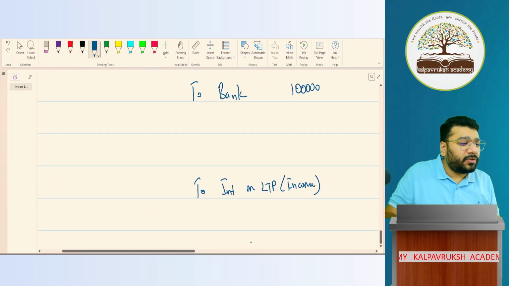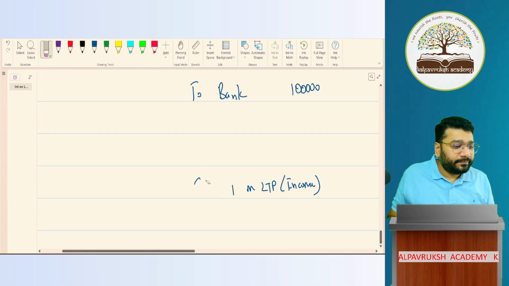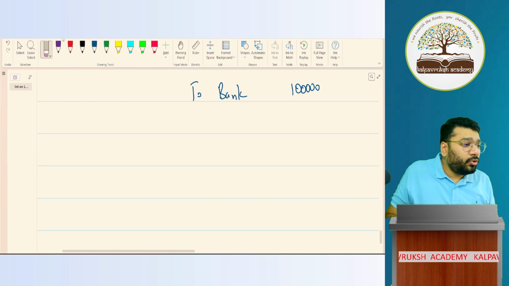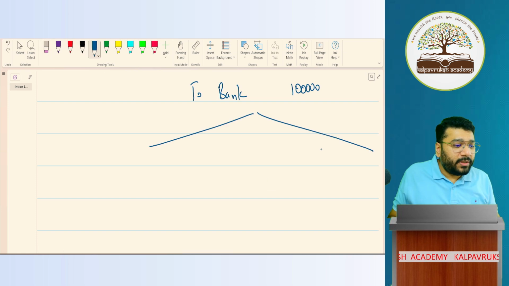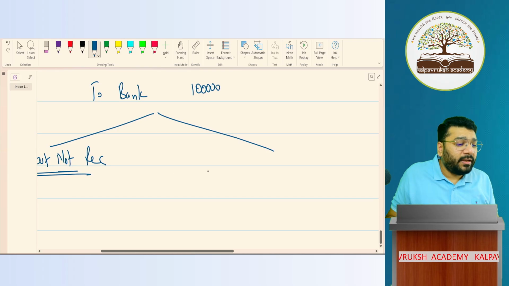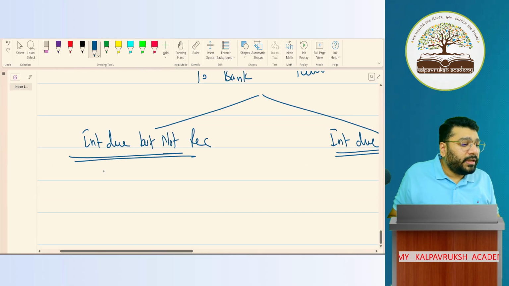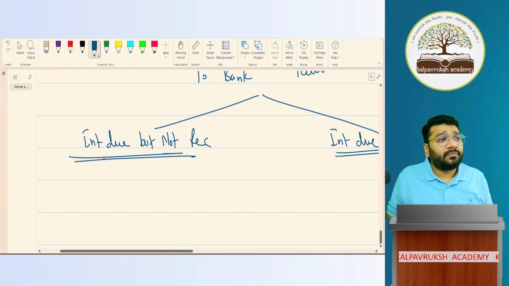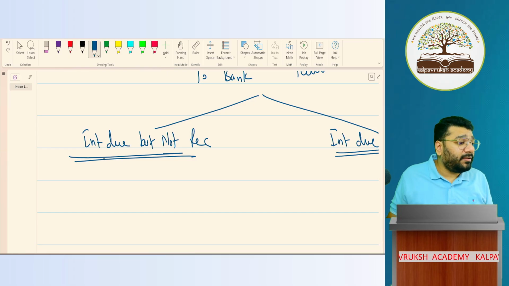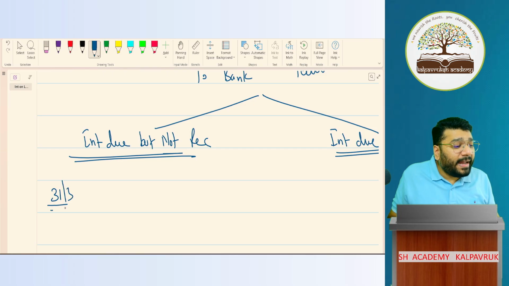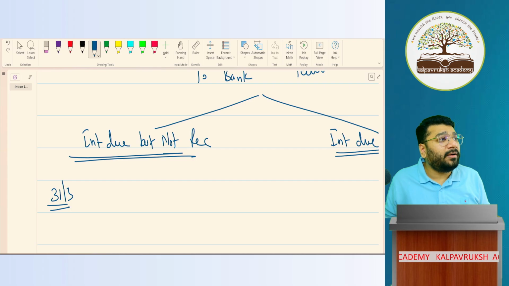Once again, I'll split this also into 2 parts. What is the first part? Interest due but not received. Next is interest due and received. So interest due but not received is an adjustment entry. Adjustment entries are always recorded at the end of the year.